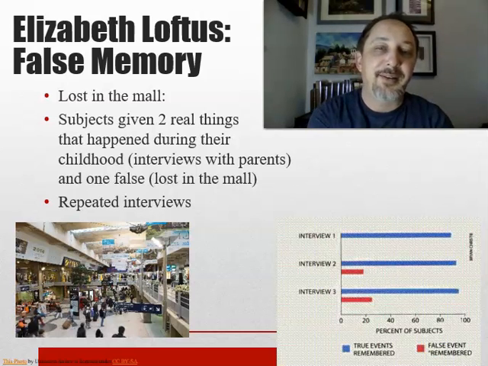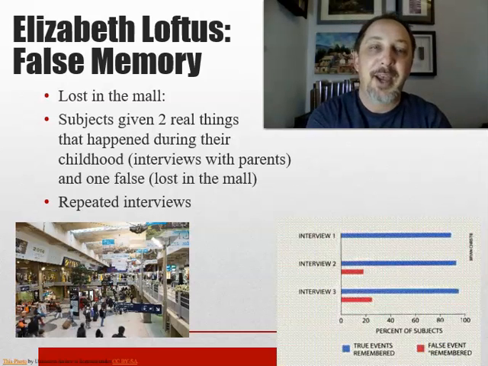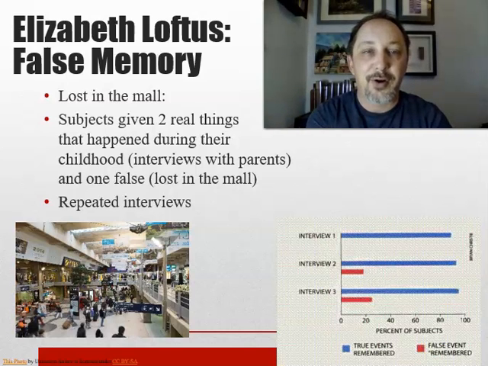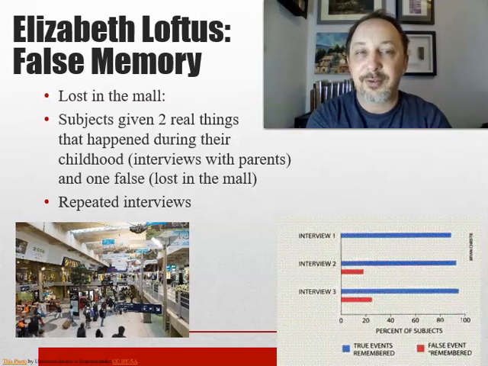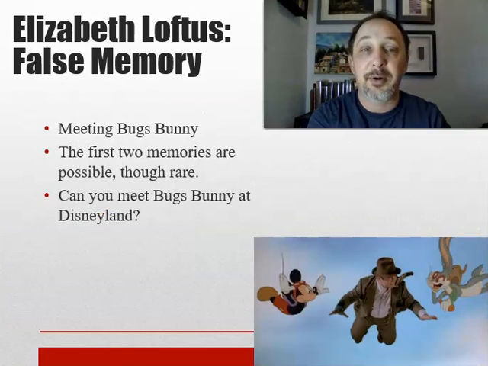Well, then they asked them again. They called them back in for another interview. Hey, we want to talk about your memories for those events. The true events were stronger, but all of a sudden, people were remembering what didn't happen. And by the third interview, about a quarter of people were remembering something that never happened, suggesting that memory is incredibly malleable. These memories were then in there. You can't get them out. These people remembered this experience of being lost in the mall, this very specific experience.